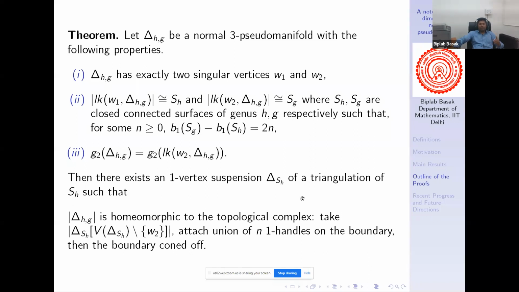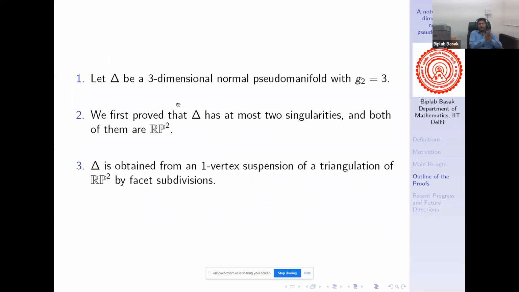Now, as a corollary, we can classify all normal 3-pseudomanifolds when G2 of that normal pseudomanifold is 3. Because if G2 of delta is 3, then we first prove that delta will have at most 2 singularities. And since delta may have only these RP2 types of singularities, we will not have exactly one singularity. So there will be no singularity, that is the sphere, by the Walkup result, or it has exactly 2 RP2 singularities.